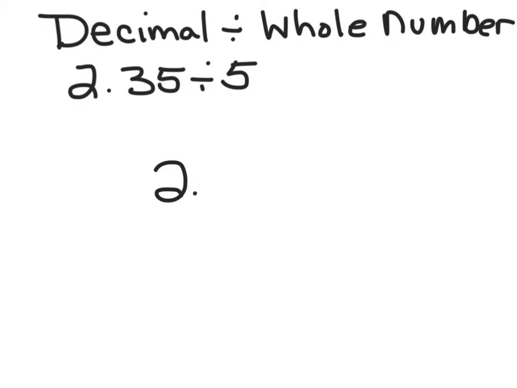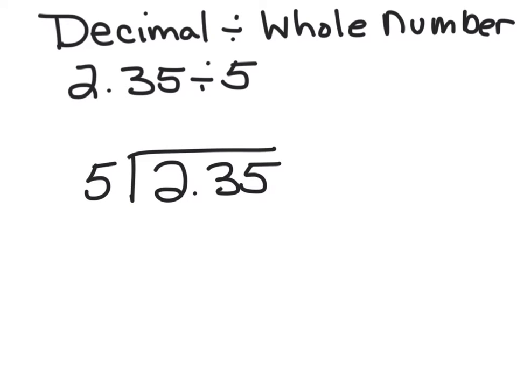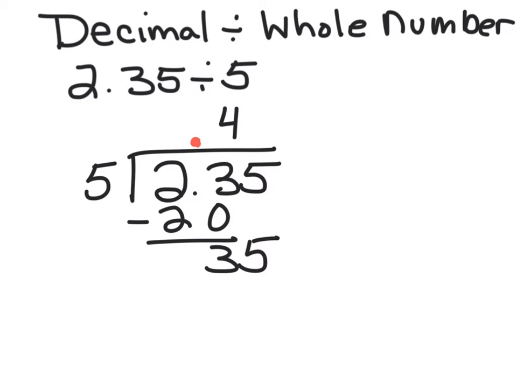We're going to set up our problem just like a regular division problem, and we are going to immediately deal with our decimals when we're doing division. So in this case, I'm going to bring my decimal point straight up to the top. Once I've done that, now I can divide regularly. 5 doesn't go into 2, but 5 goes into 23 4 times. Subtract the 3, bring down the 5, and 5 goes into 35 7 times. So my answer for this problem is going to be 47 hundredths.